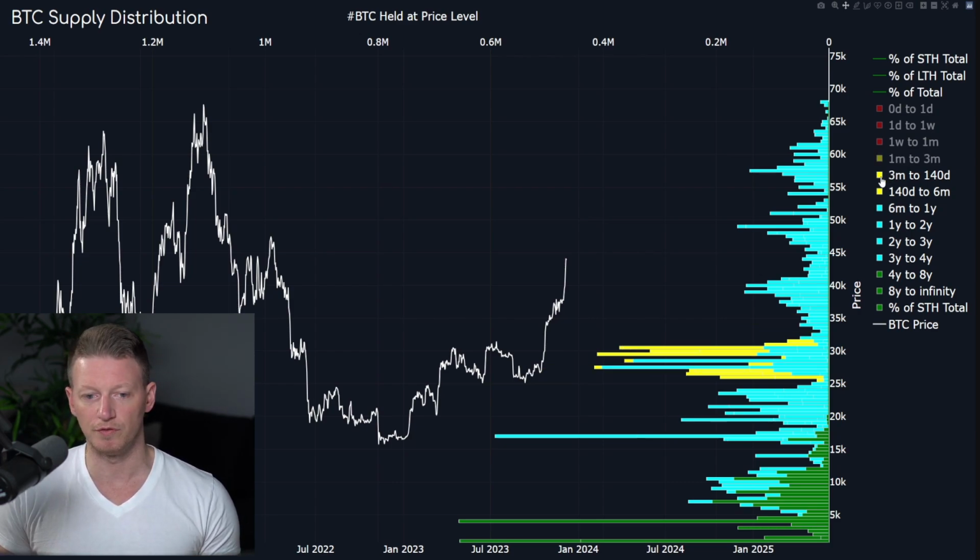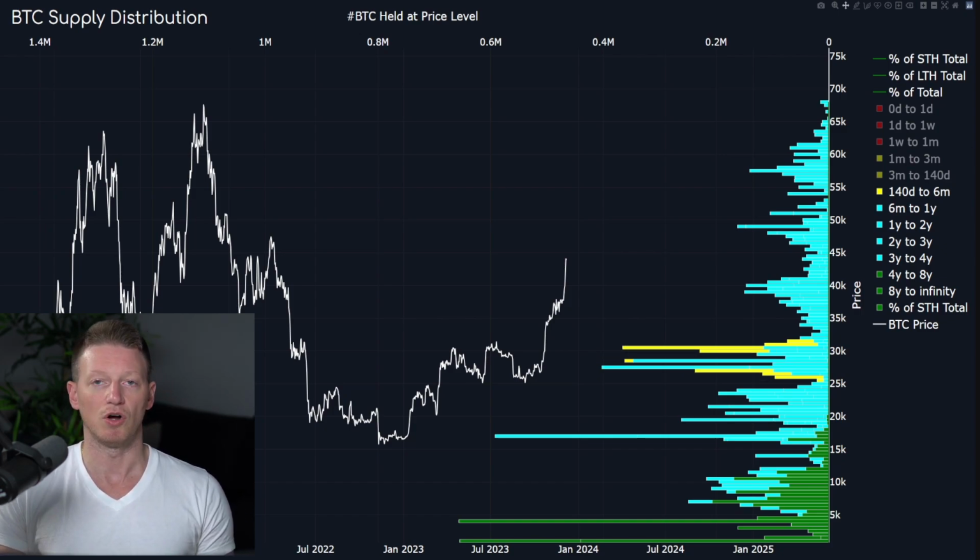We can also remove the 1 to 3 months guys and the 3 months to 140 days. All of those guys are considered short-term holders. And it's very likely that with small price fluctuations, you're going to see a lot of those guys sell. Now, obviously, in order to become a long-term holder, you have to start at these levels.